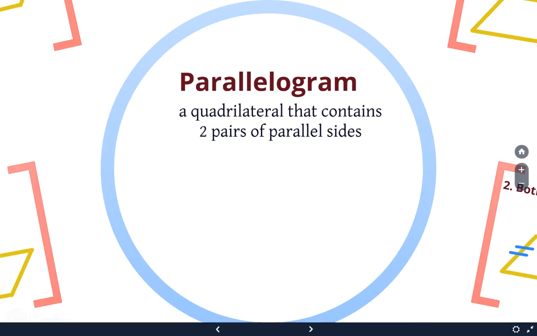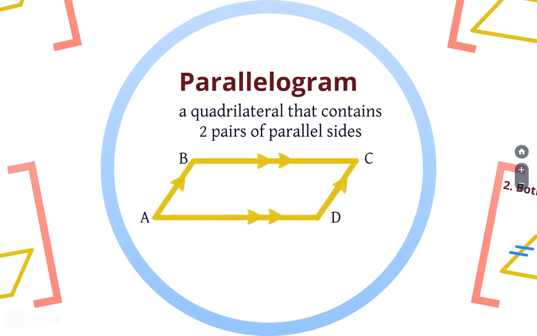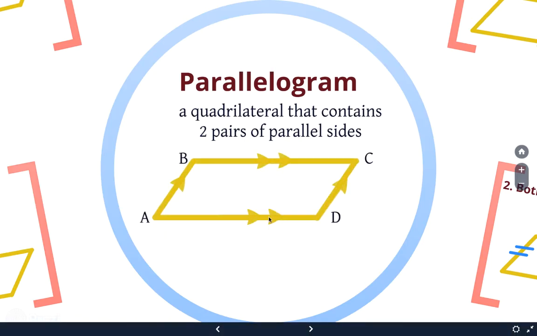A parallelogram is a quadrilateral that contains two pairs of parallel sides. So, it's kind of in the name. It describes what it is within the name. A parallelogram has two pairs of parallel sides. Parallelogram. It has parallel sides. That's what makes something a parallelogram. So in a parallelogram, we have two sets of parallel sides.